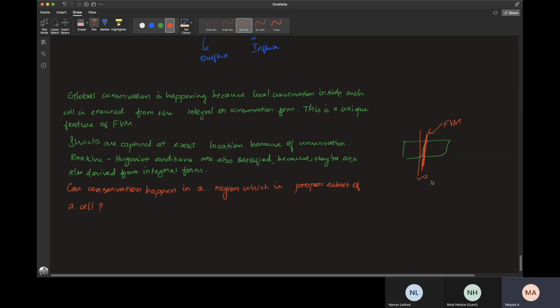And this has an error that will always be less than or equal to delta x by 2, because this is your cell interface. Suppose a shock had been over here, that will go to this interface. Any shock in this region will go to this cell interface only. So the error is always less than or equal to delta x by 2.